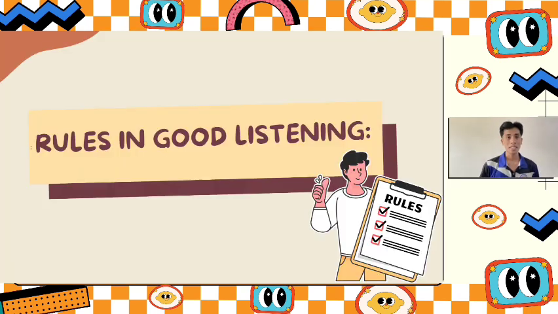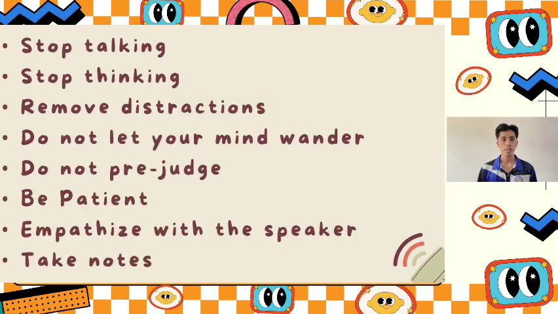So class, we have already discussed what listening is and what the different types of barriers are when it comes to listening. Now, let's talk about some rules for effective or good listening. First, stop talking.